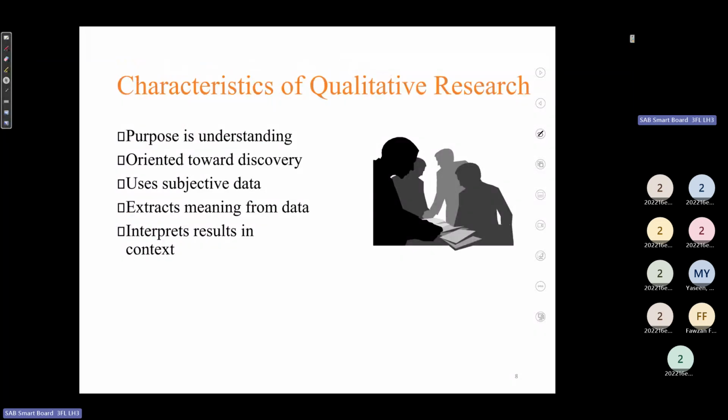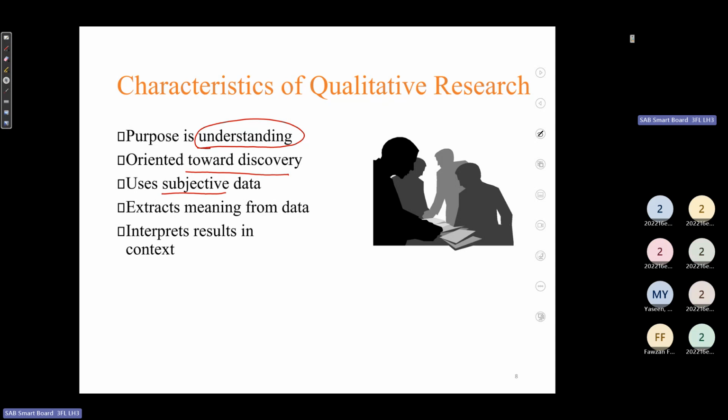So characteristics of qualitative research. The main purpose is to understand. Underline it. The main purpose of qualitative research is understanding in depth. Professor Nandasena wanted to understand how beggars in Sri Lanka, at least in the Colombo area, were functioning. Understanding is the key. Not to see the relationship, but to understand a concept. So it is oriented towards discovery, like how beggar behavior works, and uses subjective data, interview data.